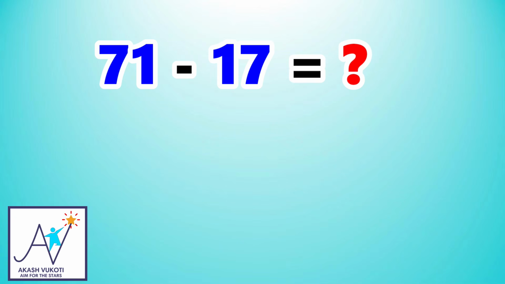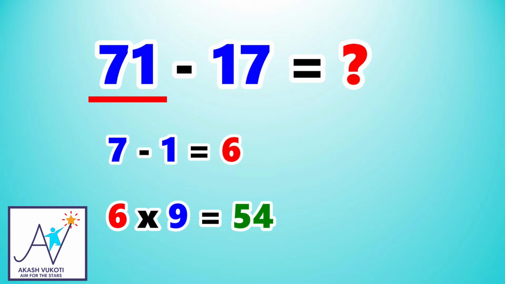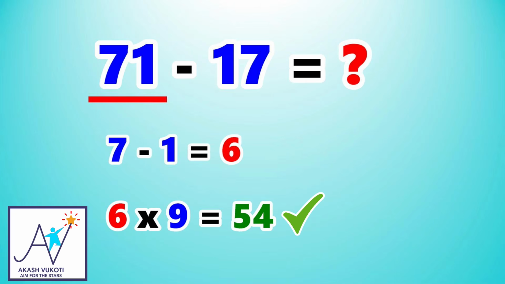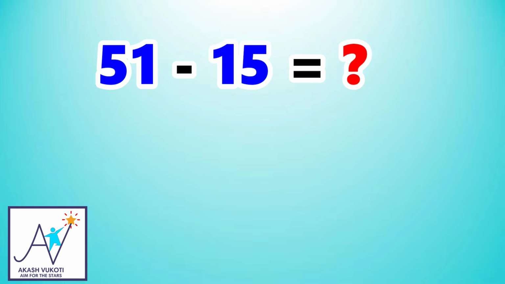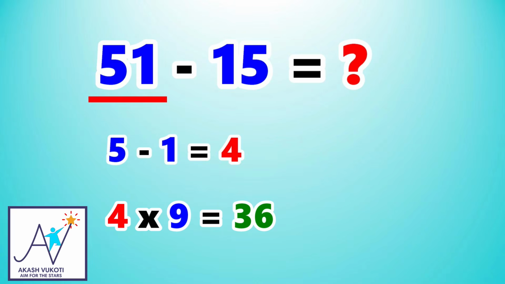The 9 is there simply because we have seen this pattern before, and we can use the same trick for other numbers too. 71 minus 17, for example. 7 minus 1 is equal to 6. And 6 times 9 is equal to 54. And if you do the calculation yourself, you'll discover that 71 minus 17 is 54. And that is your answer. Let's take one more example. 51 minus 15. 5 minus 1 is 4, and 4 times 9 is 36, thus giving you the answer for 51 minus 15, which is 36.